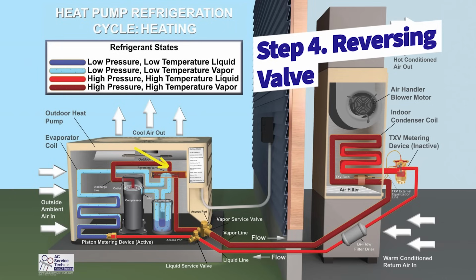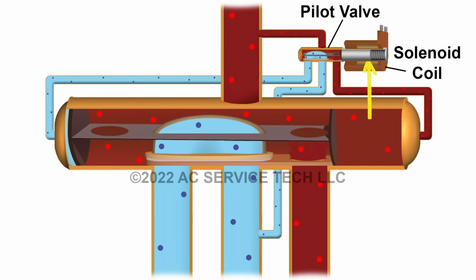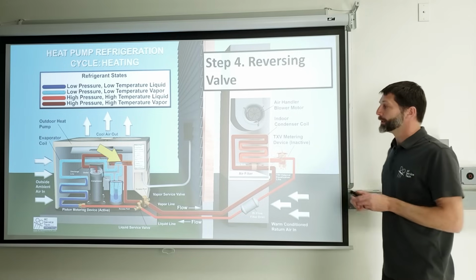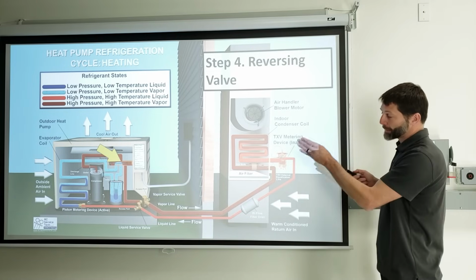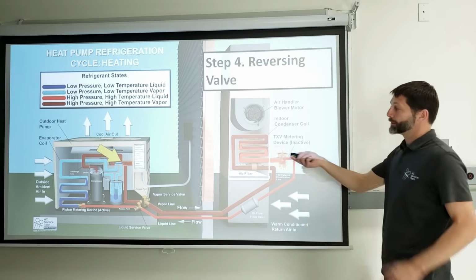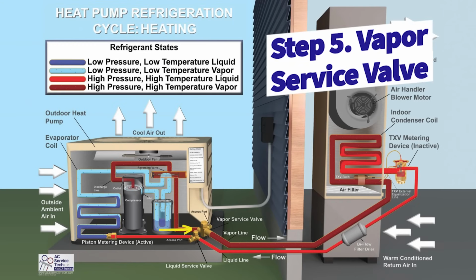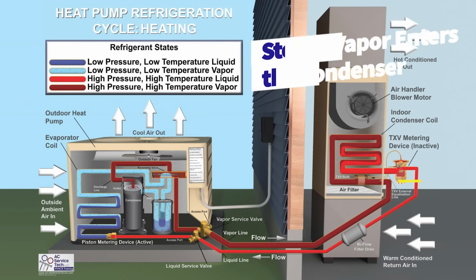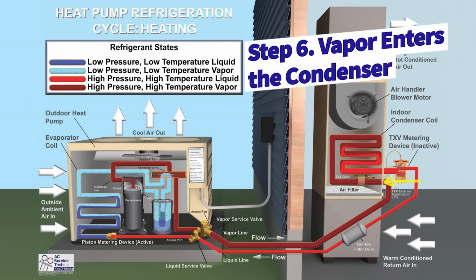Remember, on most systems, the reversing valve is not energized, so it's naturally going to be sitting in this position without any energy going to that pilot valve coil. And so the high pressure, high temperature vapor refrigerant discharge gas is going through the reversing valve, remaining unchanged, going through the vapor service valve, remaining unchanged, and now the discharge gas is flowing over to the indoor coil. Very important to have your insulation on there. It's very, very hot. And so you have your high pressure, high temperature vapor refrigerant entering into the coil. It's not hitting your metering device, it's going right into this coil.